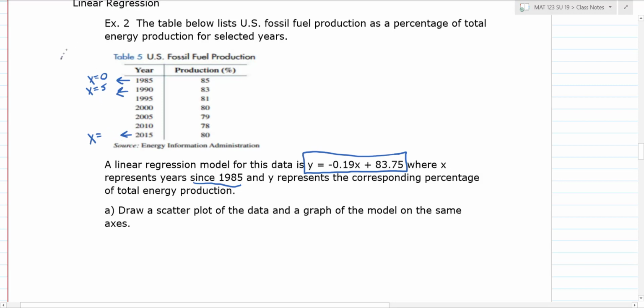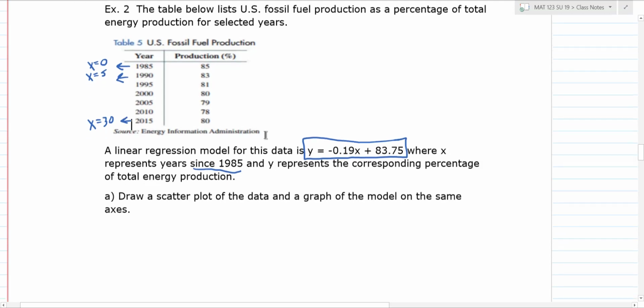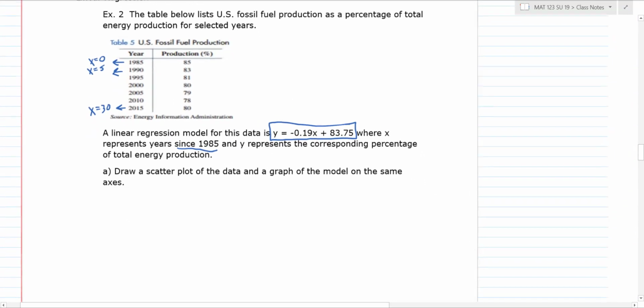All right, so I graduated high school in 1981. This makes me feel old. So that's 30, okay, like that. So the energy production changed after 30 years.